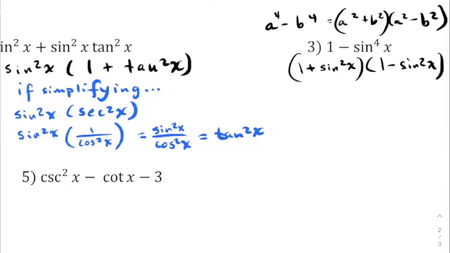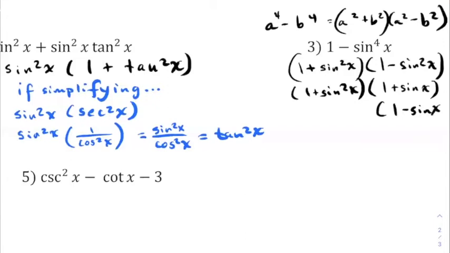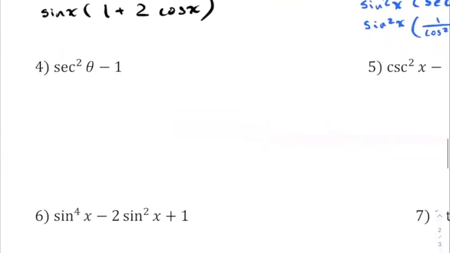And if we wanted to factor all the way, if we're being really thorough here, we'd write this as 1 plus sine squared x times 1 plus sine x times 1 minus sine x. I wasn't really able to fit that all on one line, sorry about that, but it should be this. All right, so again, we're not really worried about doing any simplifying right now. We're just trying to factor as much as we can. All right, let's go on to number 4.